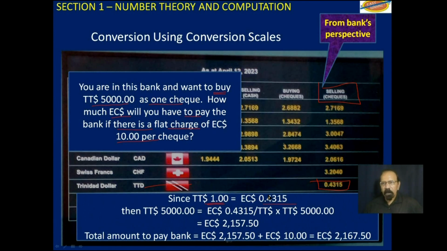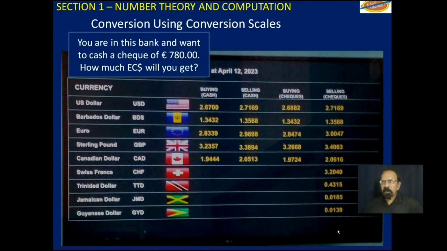So you will multiply that by the 5,000 and you get $2,157.50. That is to say, $2,157.50 as exchange, plus the $10 EC flat charge. So you end up paying $2,167.50.